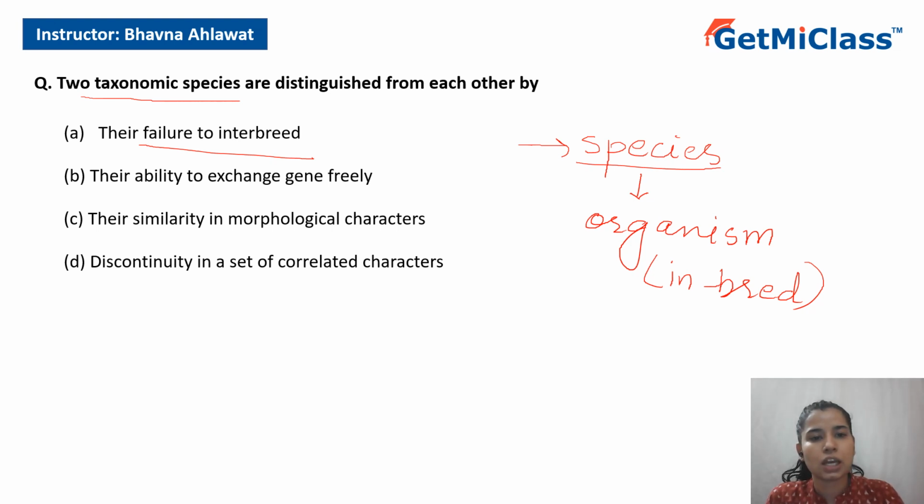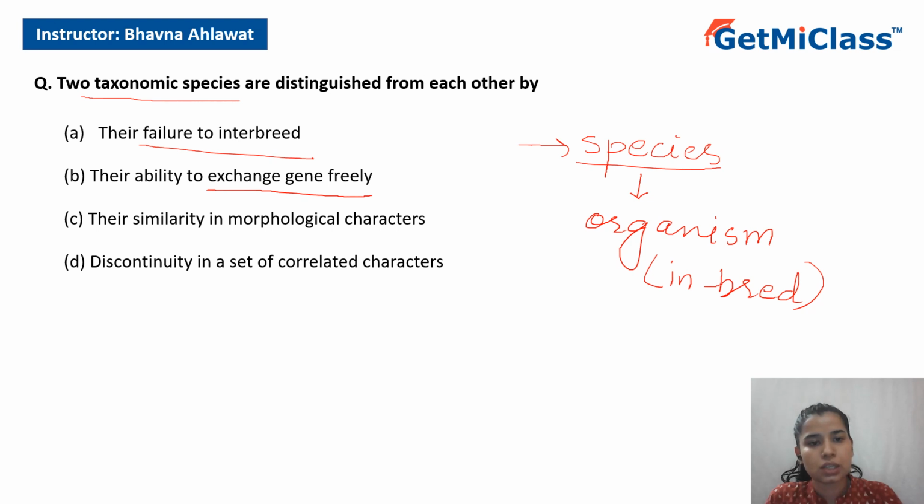Option B says their ability to exchange genes freely, meaning they can exchange genes between them freely. Two separate species may be able to exchange their genes because they are related through evolution. So this can be a possibility between different species. We cannot distinguish between them.